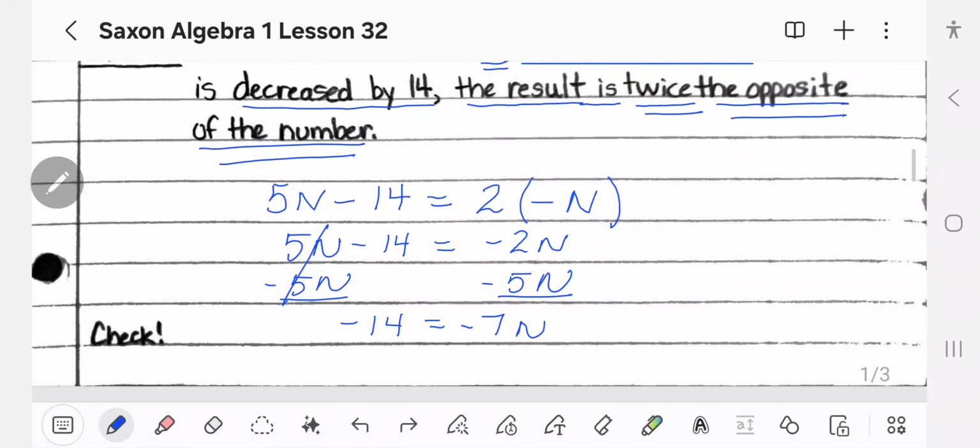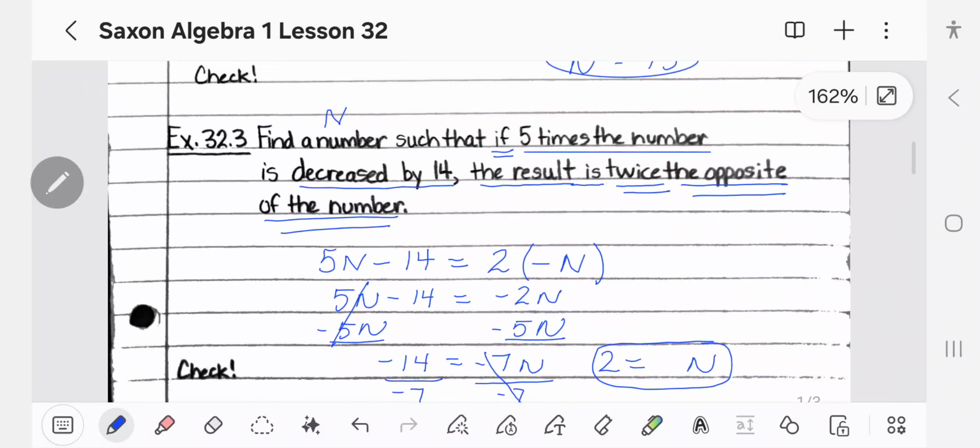All right, when I do that, I can see I'm multiplying negative 7 times the n, so I'm going to divide by negative 7. And that's going to simplify there to just n. Negative 14 divided by negative 7 is positive 2. So my number is 2.